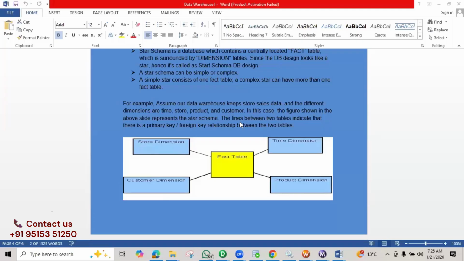Dimension tables. Okay, no. Actually, dimension is the table. It is a table. Product dimension, time dimension, customer dimension, it is a table name you can say. The column will be inside that. And this is a table name. You can say, technically, store dimension is a table name. The column will be inside that.